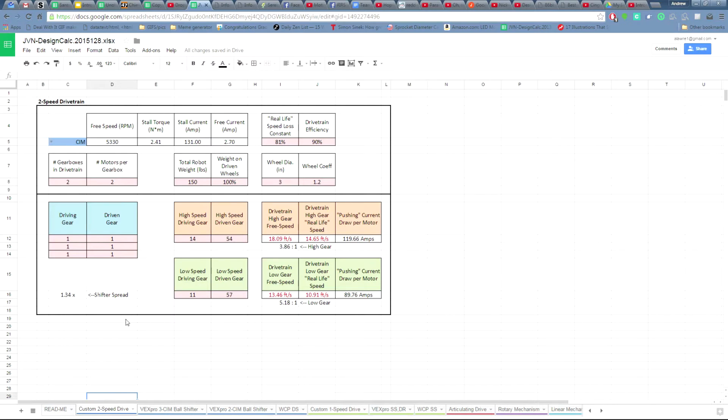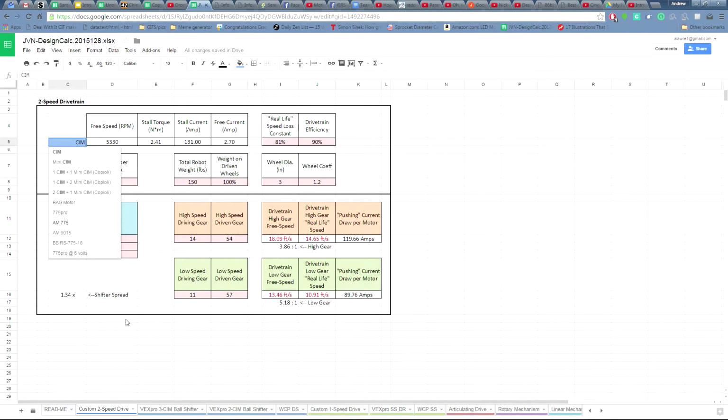The second tab is called Custom 2-Speed Drive. Essentially, this is a drivetrain calculator to show you, if you use certain motor and gear combinations, provided the weight of your robot and certain other variable factors, here's what speed you should expect. I'll go through each one by one, and then I'll show some examples. So the first option you have here, it says sim.